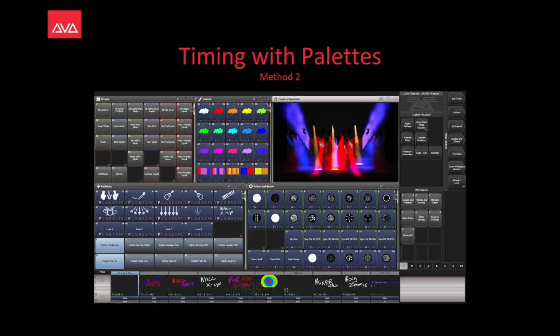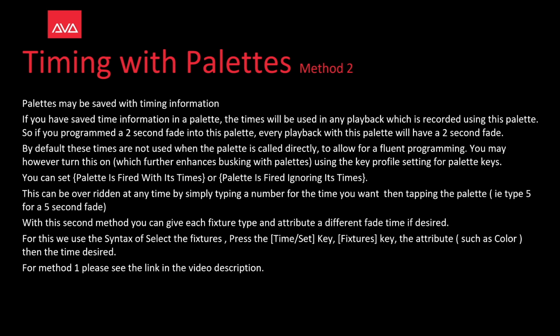In this video we're going to talk about times with palettes, the second method. Palettes can be saved with timing information. If you have saved time information in a palette, times will be used in any playback which is recorded using this palette. So if you programmed a 2-second fade into the palette, every playback of this palette will have a 2-second fade. By default, these times are not used when the palette is called directly to allow for fluent programming.